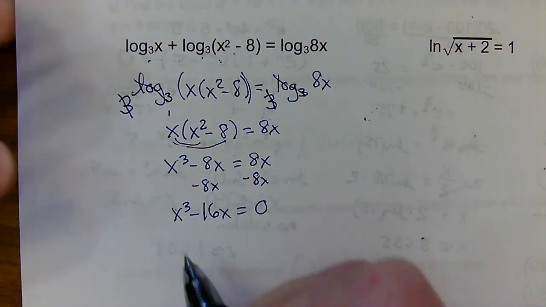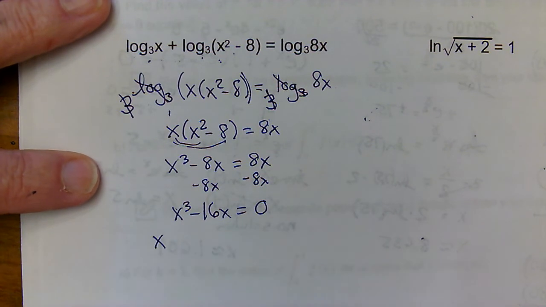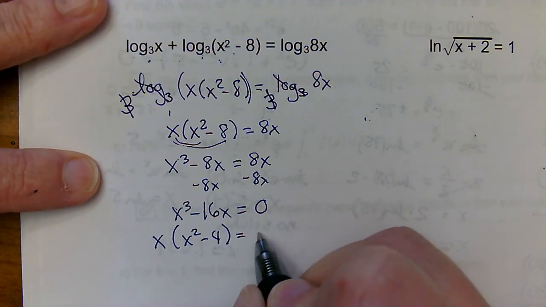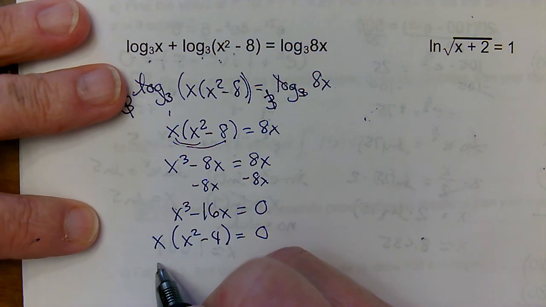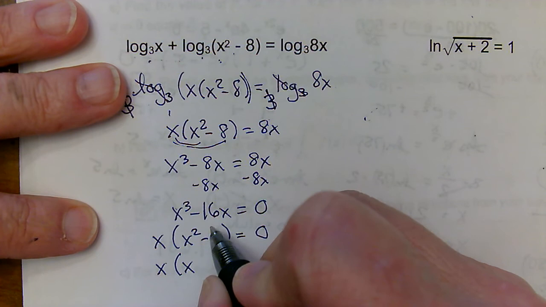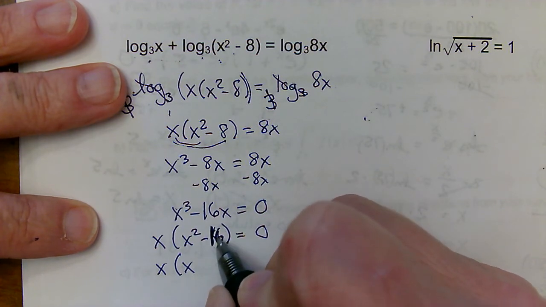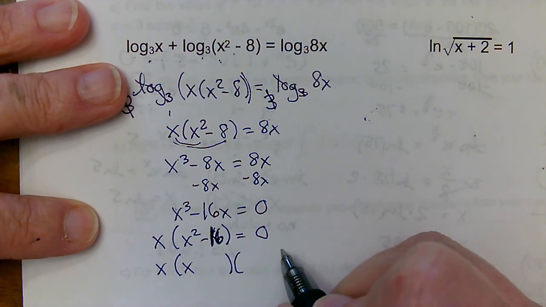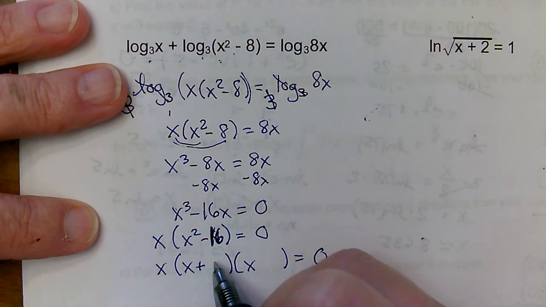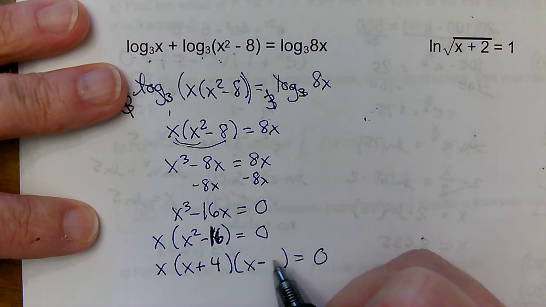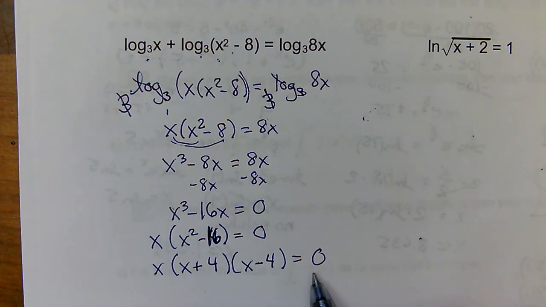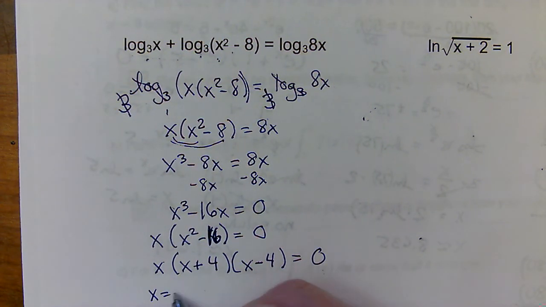I have a common factor of x, which leaves me with x squared minus 4. And x squared minus 4 is a difference of two squares. Sorry, x squared minus 16. I was getting ahead of myself there. And so the factorization of a difference of two squares is the sum of their square roots times the difference of their square roots. And now, since the product equals 0, we set each factor equal to 0.